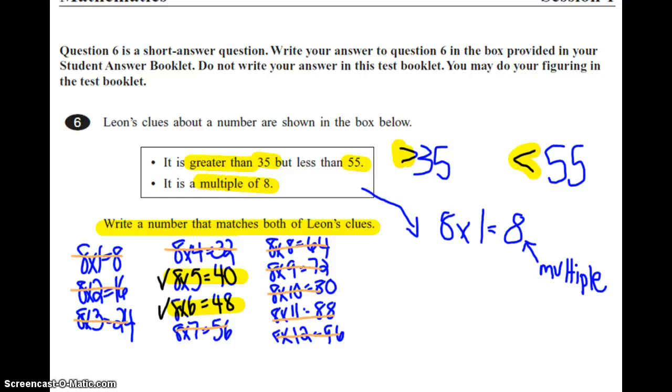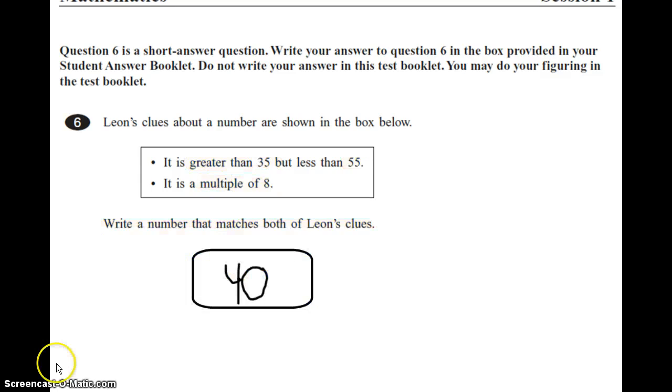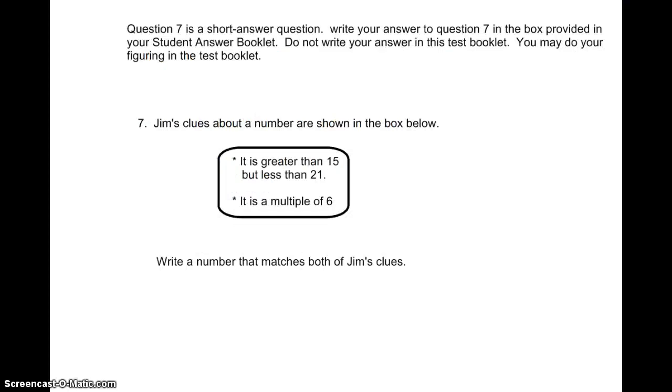Now, in looking at the clues, it has to be greater than 35. Both 40 and 48 are greater than 35, but also less than 55, which 40 and 48 also are. And we know they're multiples of 8 because this one is a product of 8 times 5, and this is a product of 8 times 6. So when we go to choose our answer, in this case I chose 40, but I could have chosen 48. Our answer fits that criteria, or that clue.